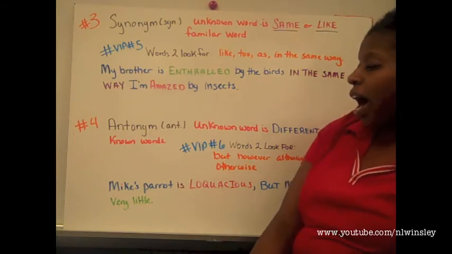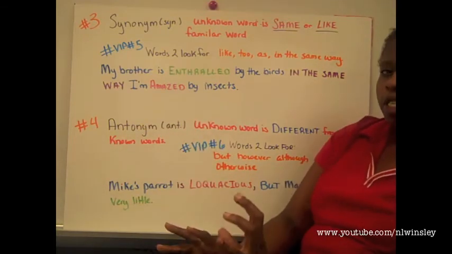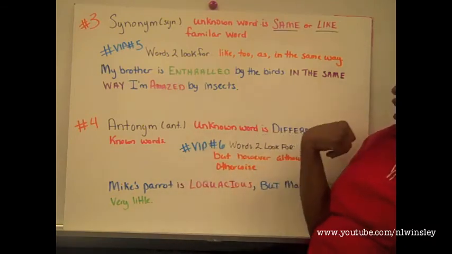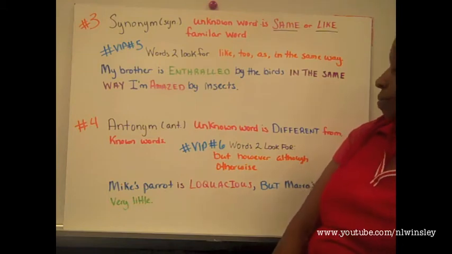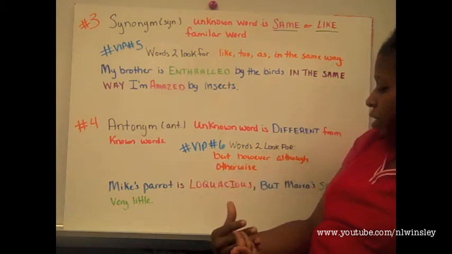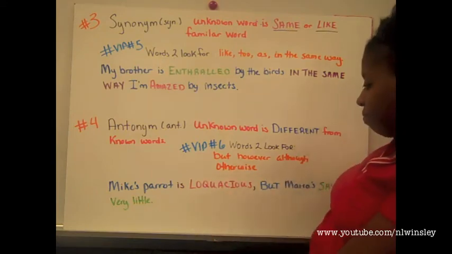The 4th device is antonym. This is where the opposite of your unknown word is used. So the unknown word is different from known words. VIP number 6. Words to look for are like but, however, although, and otherwise.